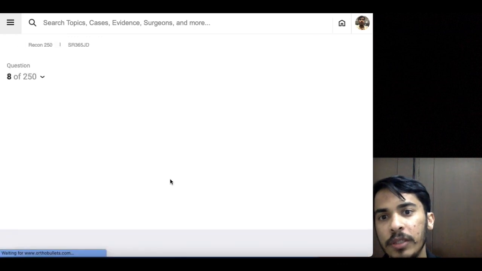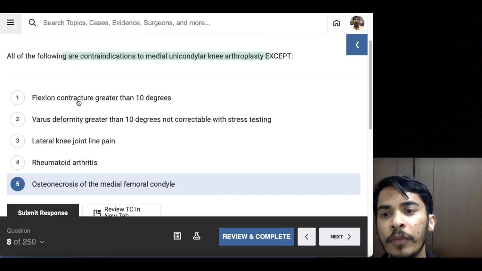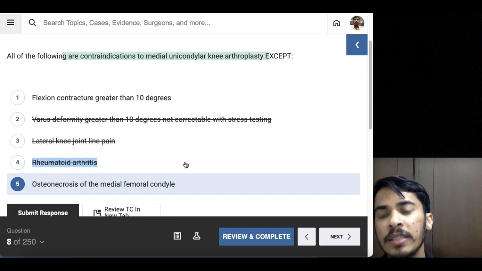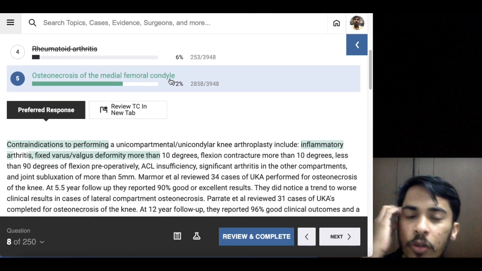So next question: all of the following are contraindications of medial unicondylar knee replacement, UKR, except which? Flexion contracture greater than 10 degrees is definitely a contraindication. Varus deformity greater than 10 degrees not correctable with stress testing is a contraindication. Lateral joint line pain is also a contraindication. Rheumatoid arthritis is also a contraindication, but osteonecrosis of the medial femoral condyle is not a contraindication of UKR.